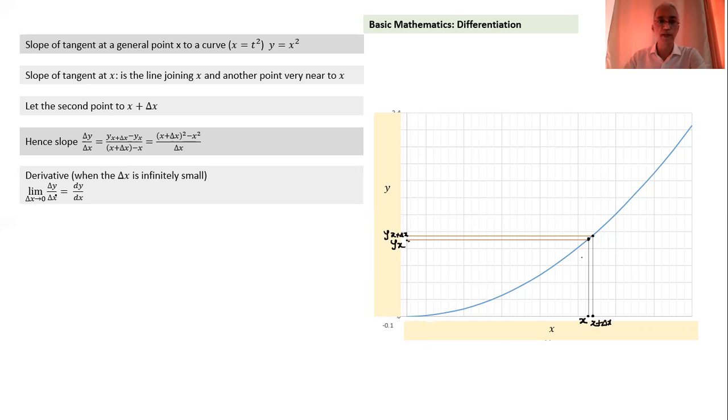It is not 0, otherwise it becomes indeterminate. It becomes 1 point. It is tending to 0. Limit x tending to 0. This term is written as dy by dx.